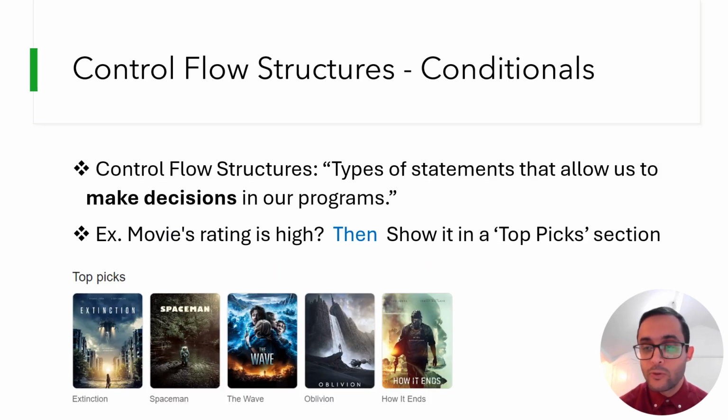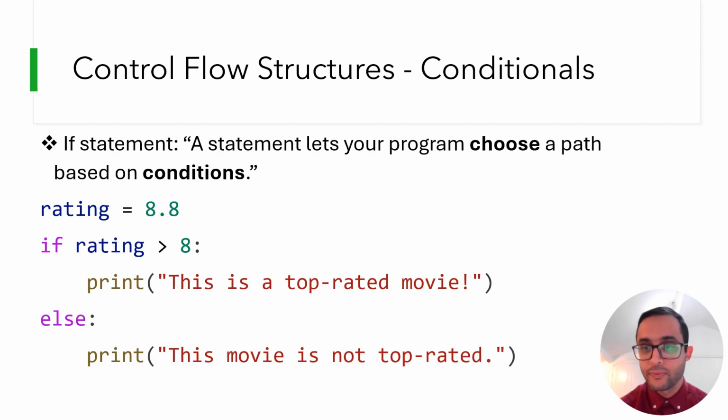Now we move to control flow structures, and the first type is conditionals. So, what are control flow structures and why are they important? Well, control flow structures are types of statements that allow us to make decisions in our programs. For example, if a movie's rating is high, we might want to show it in a top picks section. Here, I would like to introduce you to the if statement. The if statement lets your program choose a path based on conditions.